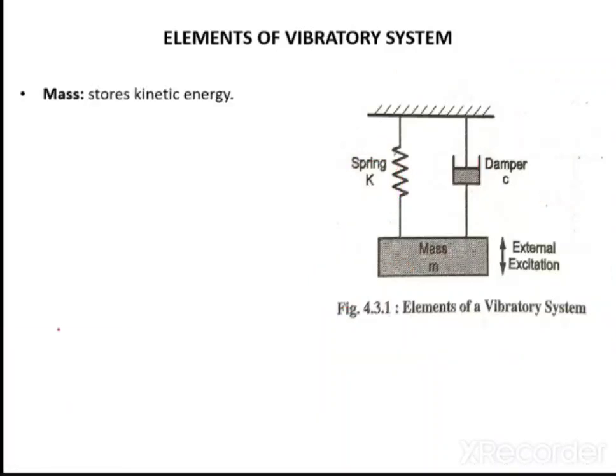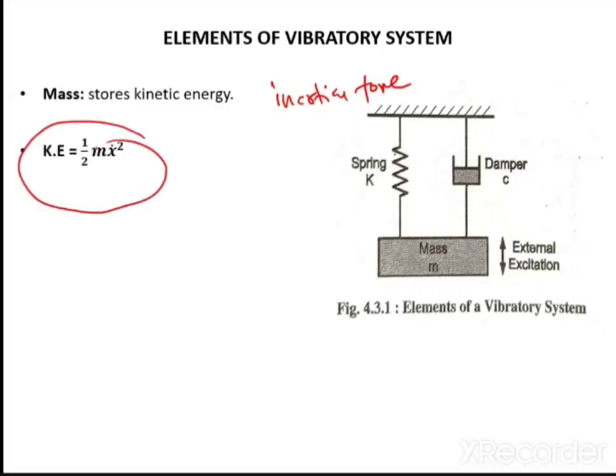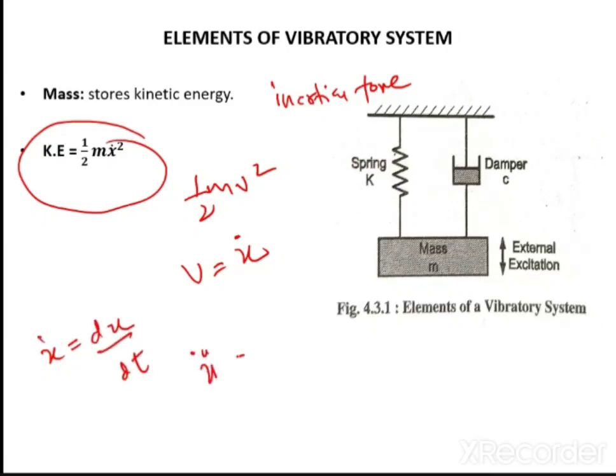So what is a mass? Mass stores kinetic energy. Mass is always governed by inertia force. Try to understand this. Kinetic energy is given by 1/2 m x dot squared. You know, it is nothing but 1/2 mv squared. What is v? Velocity. What is velocity? x dot. I hope you understand this, because x is displacement, x dot is equal to dx by dt, velocity, and x double dot is equal to d²x by dt².